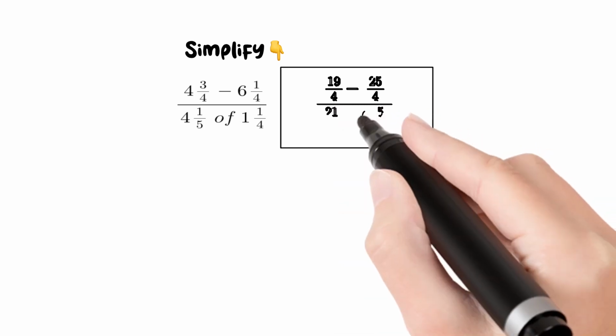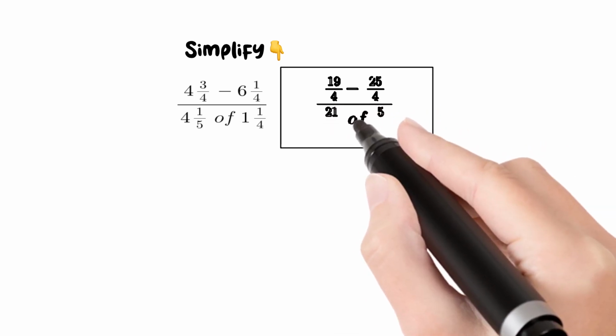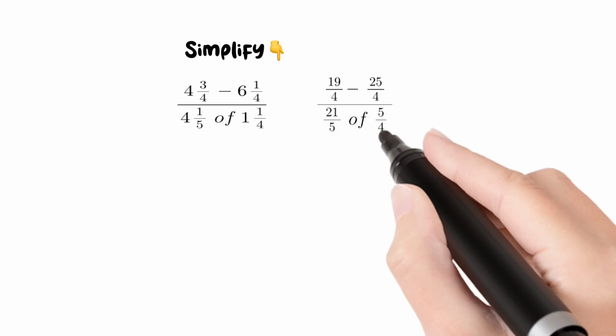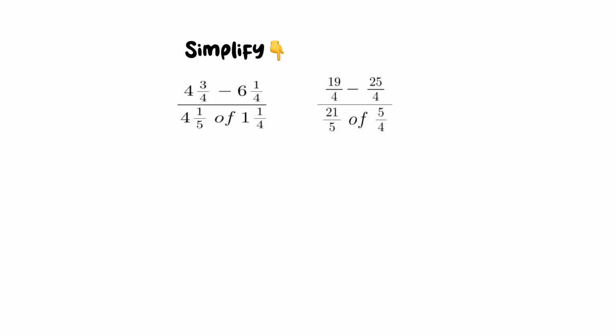At our denominator, we have 4 times 5 plus 1 equal 21. This gives us 21 over 5. And lastly, we have 1 times 4 plus 1 equal 5. This gives us 5 over 4.